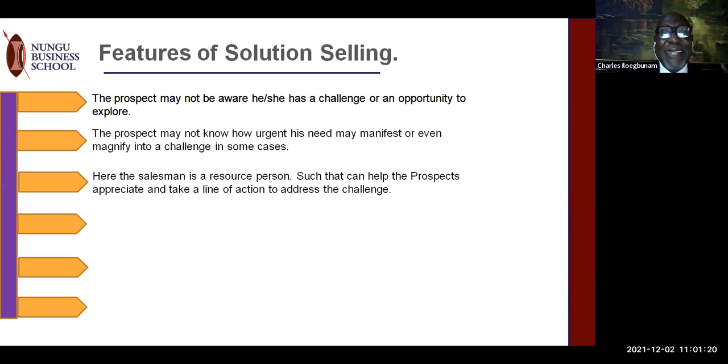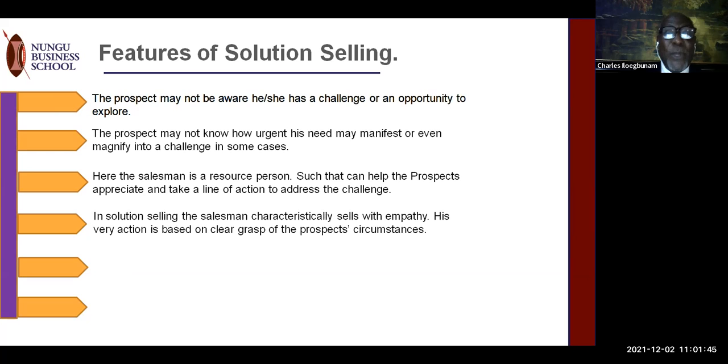Here, the salesman is a resource person such that he can help the prospect appreciate and take a line of action to address the challenge that he has. So the salesman is a resource person. The salesman here actually is like a part of the R&D department, because what he sees is what he brings home for a product or a solution to be created in anticipation that the customer challenges will be addressed.